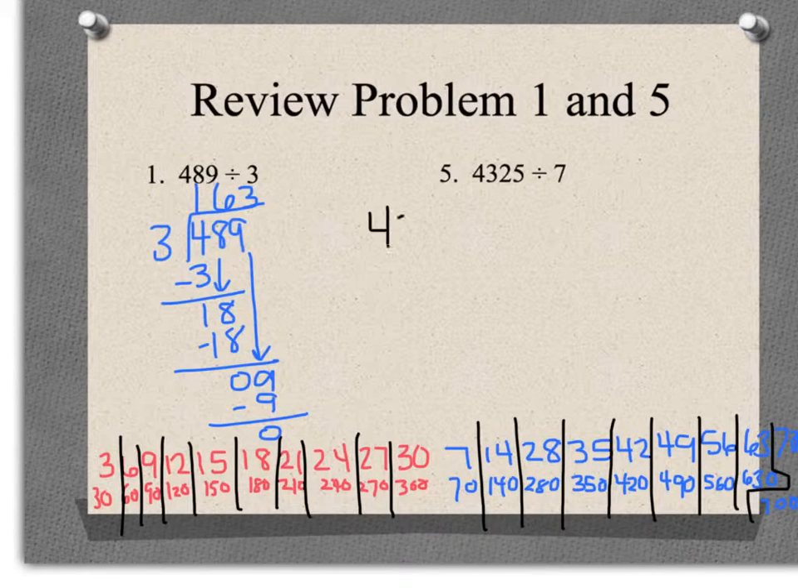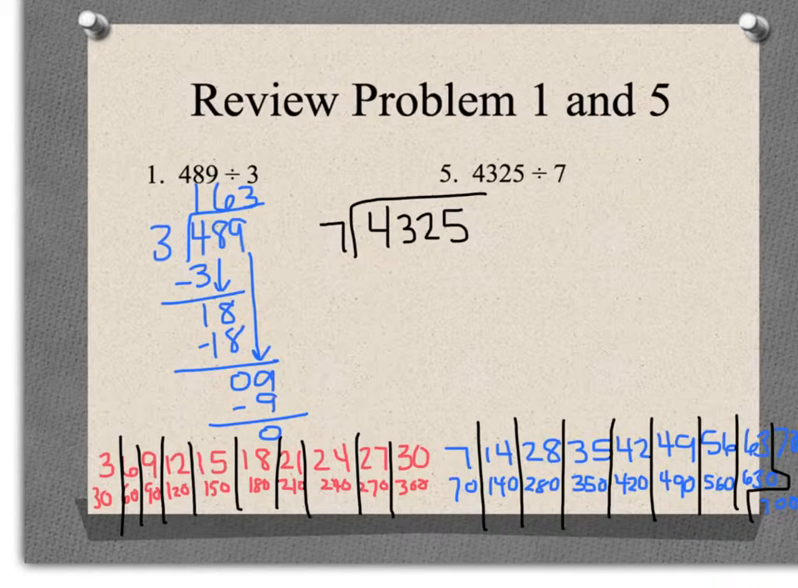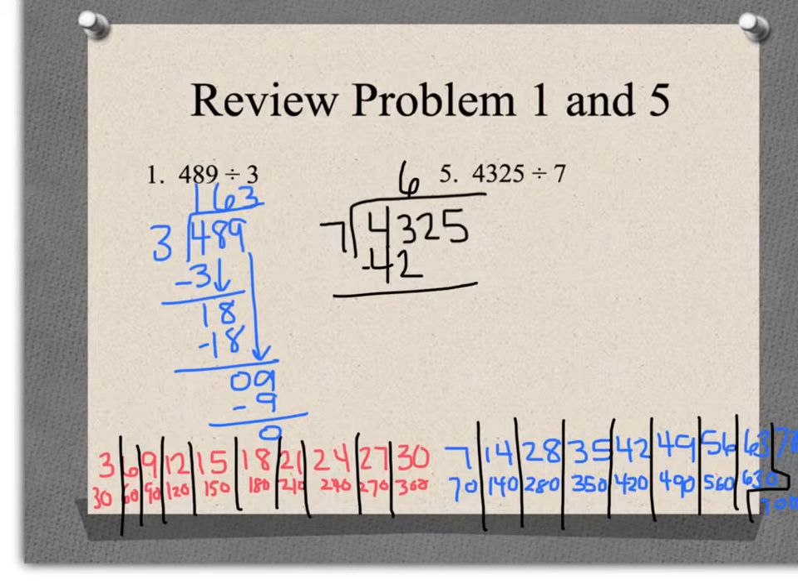Now let's try 4,325 divided by 7 using the regular algorithm. I see on my chart that 7 times 6 is 42. So 7 goes into 43 6 times because 7 times 6 is 42. Then I bring down the 2, leaving me with 12.